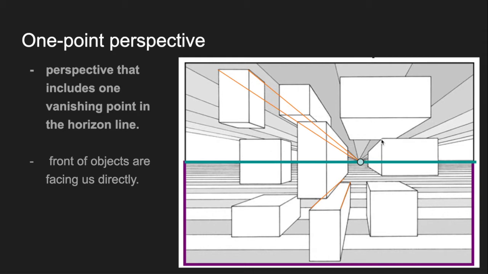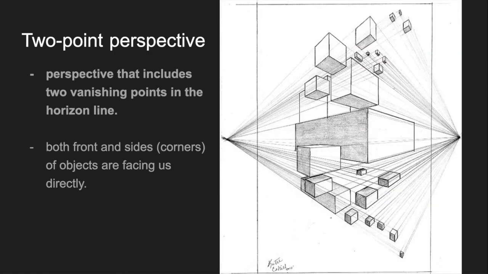So, let's trace the converging lines. All right, converging line goes here. There's an angle here. It points to that vanishing point again. Goes here, and it goes here.